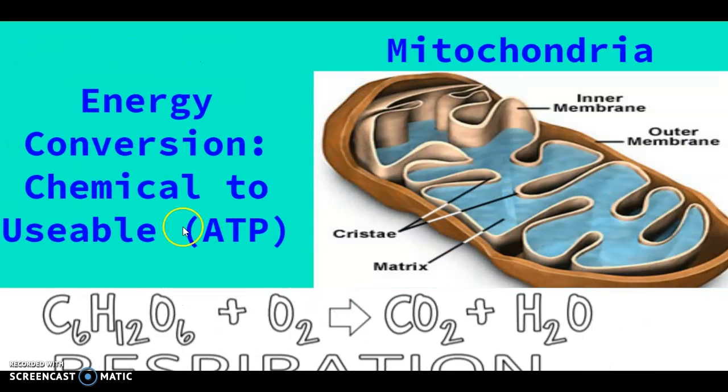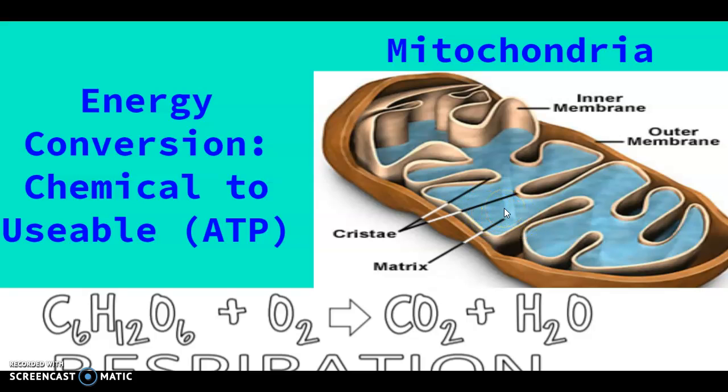So this energy conversion of glucose into ATP occurs in the mitochondria, again, the powerhouse of the cell. This mitochondria, if you look at it, has this very large inner membrane. This large folded inner membrane is called the cristae, and then inside of it is a substance very similar to cytoplasm, very similar to the stroma of the chloroplast, called the matrix.